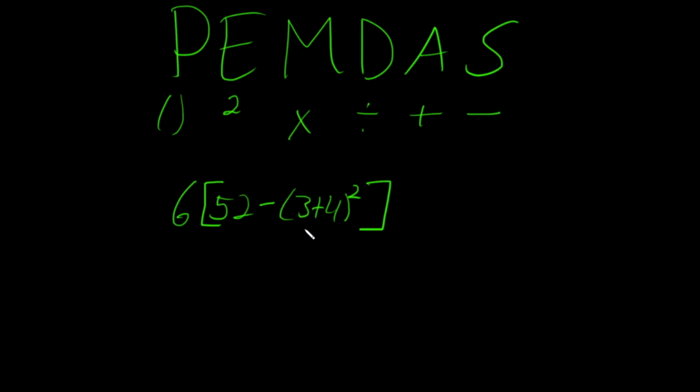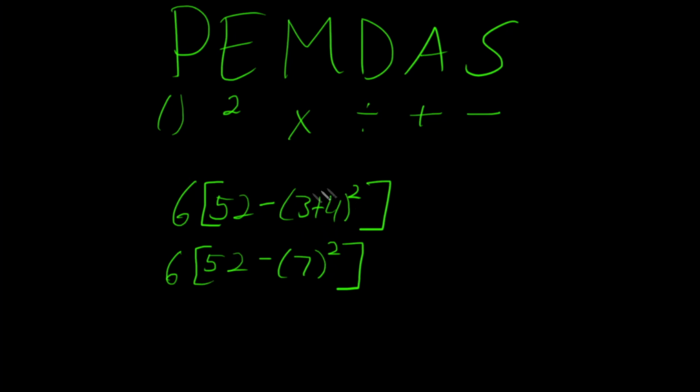Well, we want to work our way from the innermost parentheses to the outermost. So the bracket came first, which means that this parentheses inside is the most interior portion. So we need to take care of this first. So the 6 stays, we have times the 52 minus parentheses first, 3 plus 4, that gives us 7. I'll leave it in parentheses, squared, close bracket.